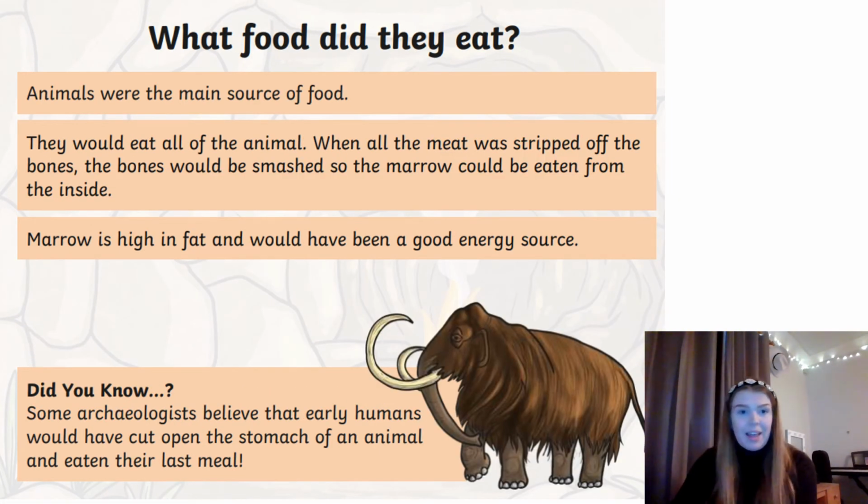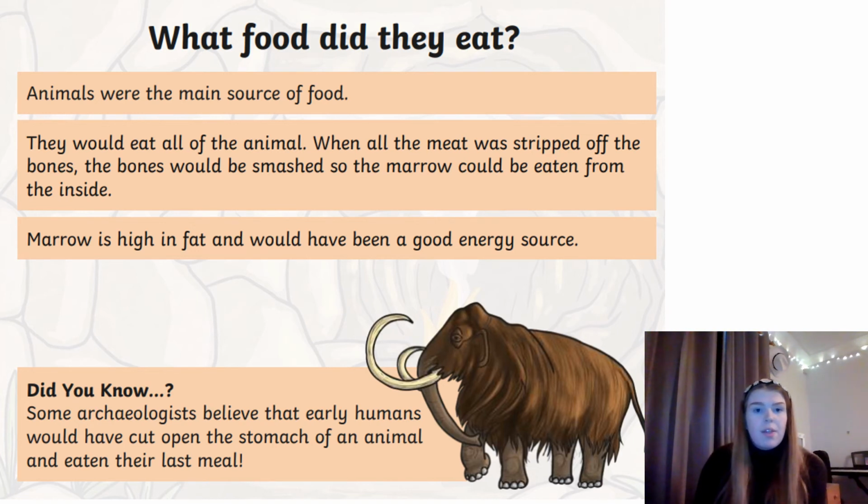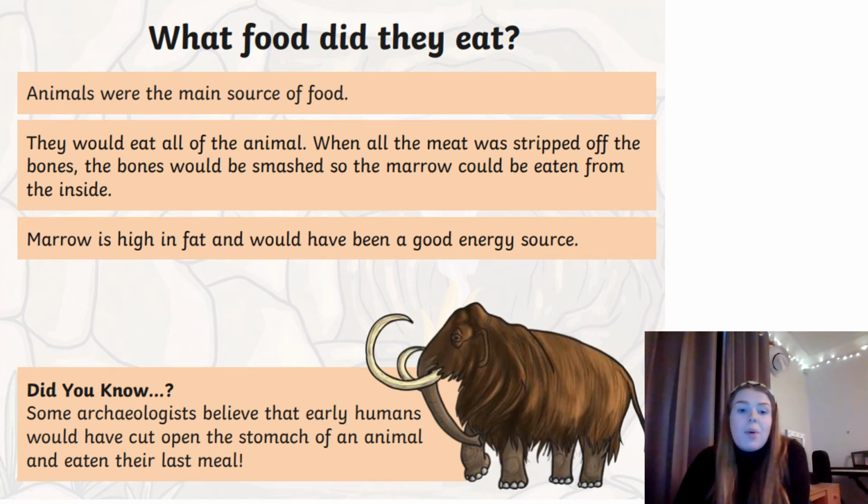And most importantly then, what we're all wondering, what food did they eat? Well, animals were the main source of food, so they ate a lot of meat, okay? They would eat all of the animal, so nothing went to waste. When all the meat was stripped off, the bones would be smashed so the marrow could be eaten inside. And we've got marrow inside our bones as well. Okay, so it says marrow is very high in fat and would have been a good energy source.